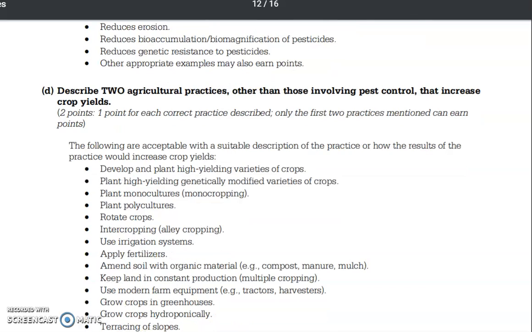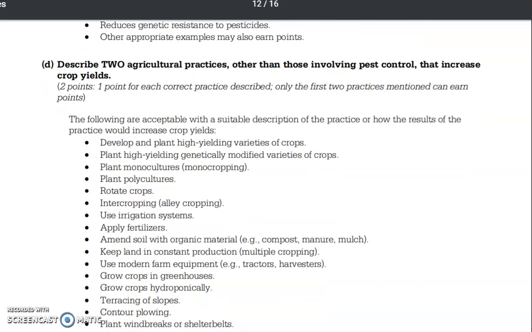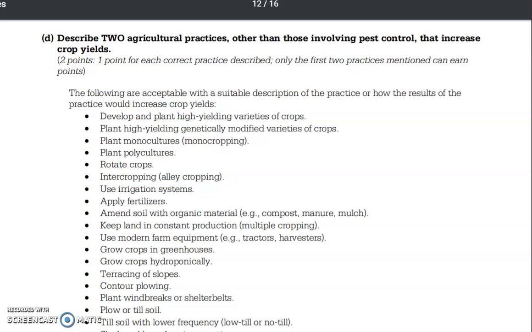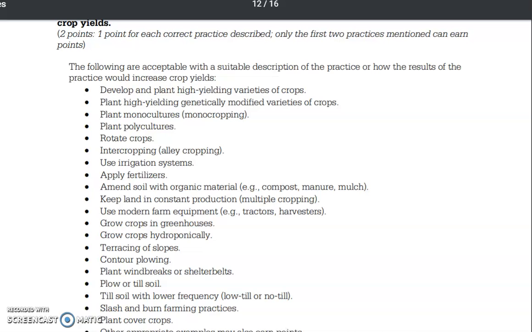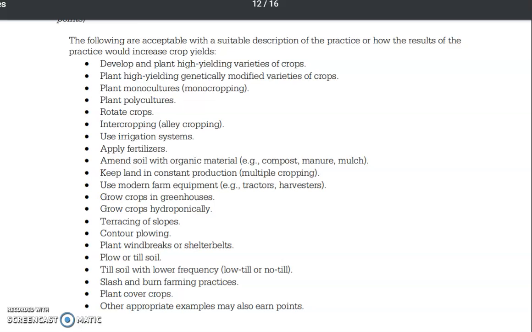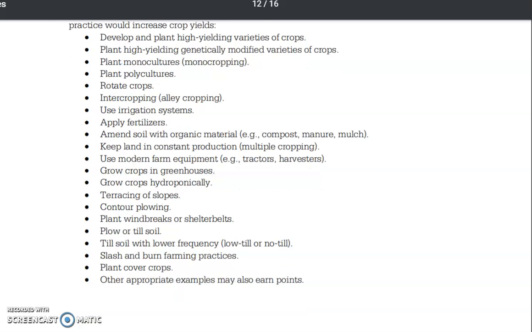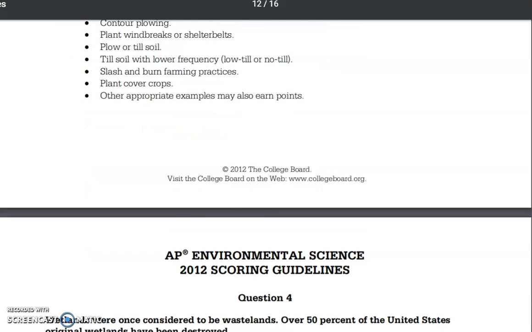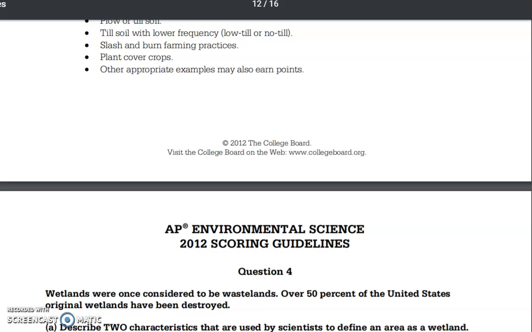grow crops in greenhouses, grow crops hydroponically, terracing of slopes, contour plowing, windbreaks or shelter breaks, plow or till soil with lower frequency for low till, so like more tilling or less tilling, slash and burn, plant cover crops, all of those things. So much of that was in Biggest Little Farm. Things that you can do to increase crop yields. And that's the end of that question.